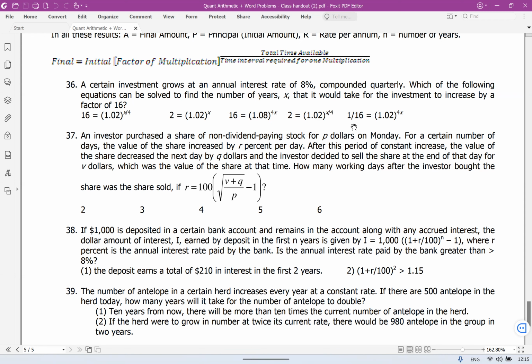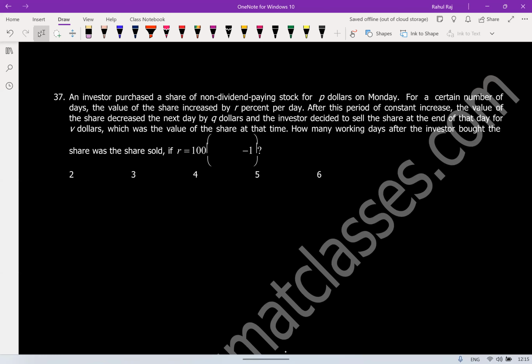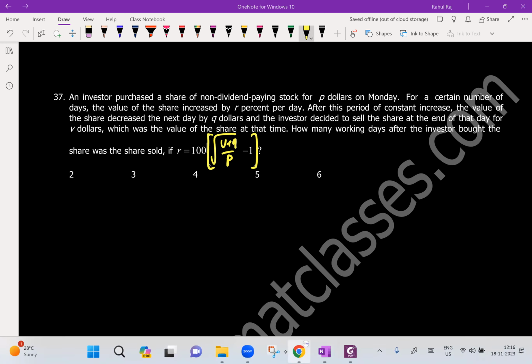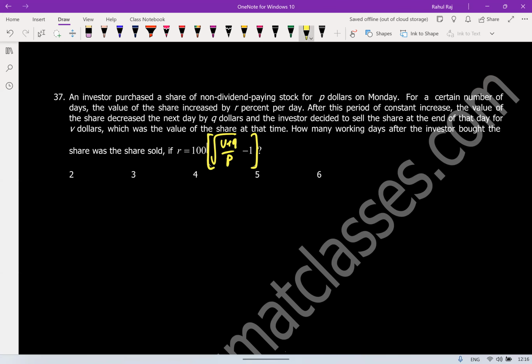So what they are trying to see here. Very simple question. R is equal to 100 into root of V plus Q by P minus 1. This is what came. R is equal to 100 root of V plus Q by P minus 1. Perfect. So it says what?